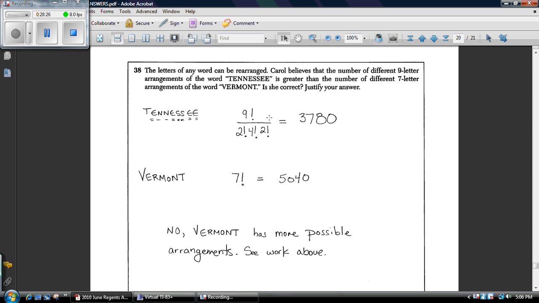Whenever you see this question, this is a factorial question. There are 9 letters, no doubt about it, so 9 factorial ways they can be rearranged. But then you have to divide out by the number of repeats. Repeats of the S's, 2 factorial ways that can be done. Repeats of the N's, 2 factorial. And repeats of the E's, 4 factorial. The total number of actually unique arrangements that can be made with Tennessee is 3,780. For Vermont, there's no repeats, so it's just 7 factorial. It's more. So she's actually wrong.